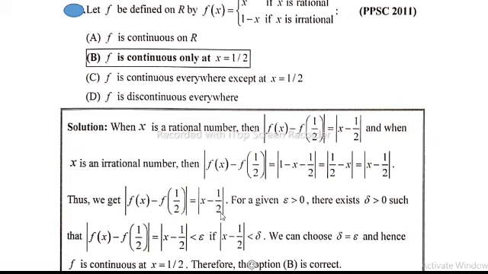Since x minus 1 divided by 2 is equal to 0, so x is equal to 1 divided by 2. So option B is correct. F is continuous only at x is equal to 1 divided by 2, which is the required solution.